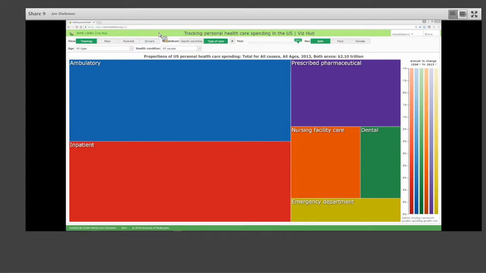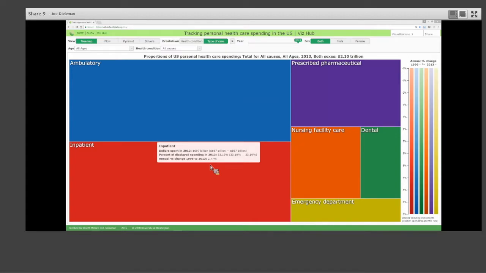So what you see here is that what we're focusing on is $2.1 trillion. This is personal health care spending that is on an individual, and we're looking at both sexes aggregated together. This is 2013 data that we're looking at, and we're looking at all ages and all causes of illness. And what you see is that the big blue box is ambulatory care, that's outpatient. And you can see that that's roughly 33% of healthcare spending in the United States in 2013, so just above $600 billion. Inpatient care, of course, is the second largest category of healthcare spending, also at 33%, and that's just below $700 billion of spending.